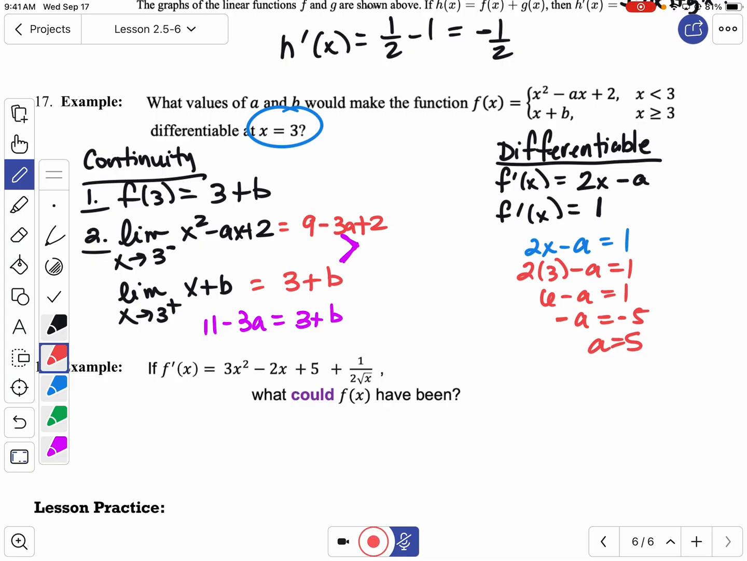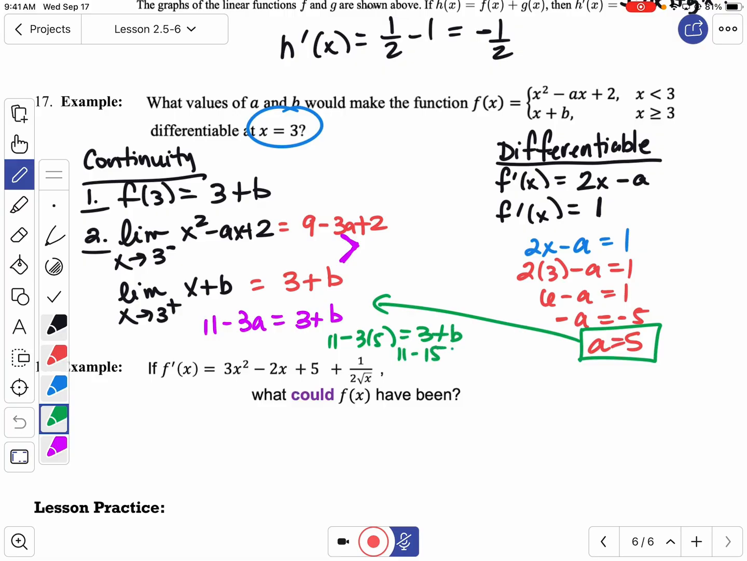All right, doing our differentiable piece, then we're going to go back and use our continuity piece. So if we found a was 5, let's put it over here so we can find b. Right? So 11 minus 3 times 5 would have to equal 3 plus b. 11 minus 15 would equal 3 plus b. Negative 4 would equal 3 plus b. And so b would be negative 7.